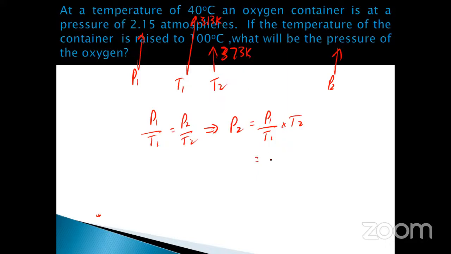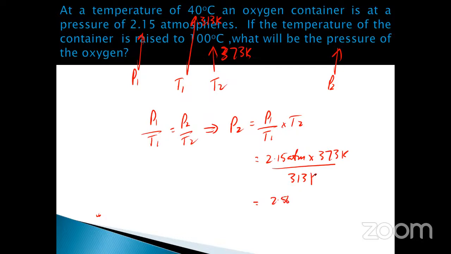So P1 is 2.15 atmospheres. T2 is 373 Kelvin. And T1 is 313 Kelvin. So let's see what this gives. 2.15 times 373 divided by 313. Okay, so according to my calculations, this works out to be equal to 2.56.